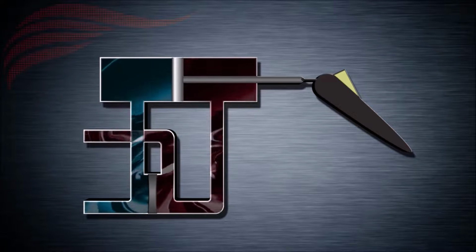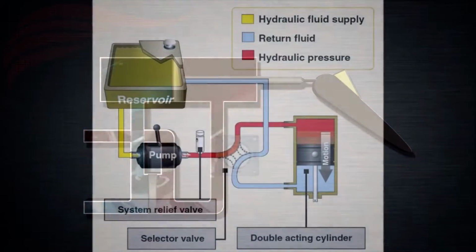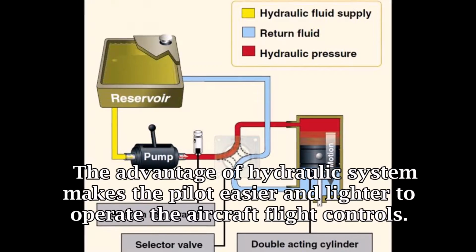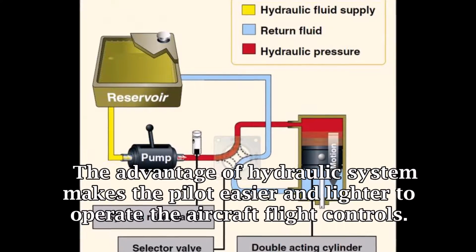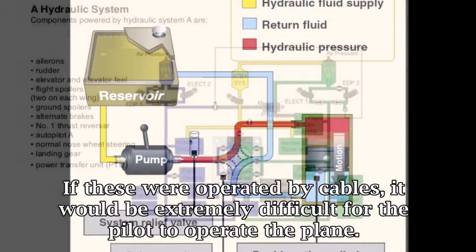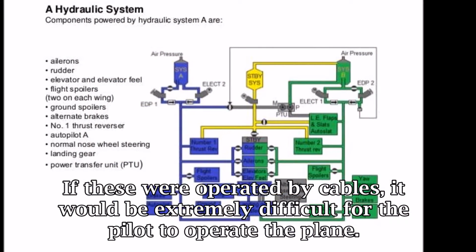When the control column is moved forward, the selector valve directs the fluid onto the other side of the piston, pushing it forward and moving the elevator down. Because the piston has a large surface area, it exerts a large force on the elevator mechanism, enabling the elevator to be moved even when the aircraft is flying fast and there is a high airflow over the control surface. The advantage of the hydraulic system is that it makes the flight control easier and lighter for the pilot to operate. If this were operated by cables, it would be extremely difficult for the pilot to operate the plane.